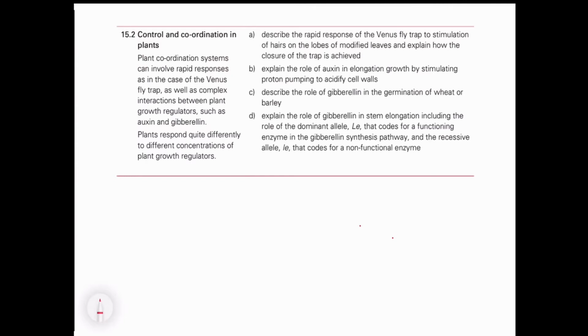For this video, I'm going to cover topic 15, A2, control and coordination in plants. In this topic, you're going to learn about two hormones. One is auxin and the other one is gibberellin. Gibberellin actually has two roles. They are involved in germination of wheat and barley, and also in stem elongation. But for this video, I'm going to focus on the role of gibberellin in germination.